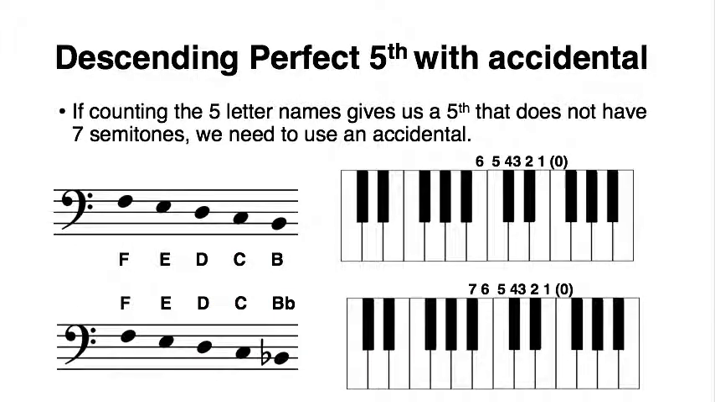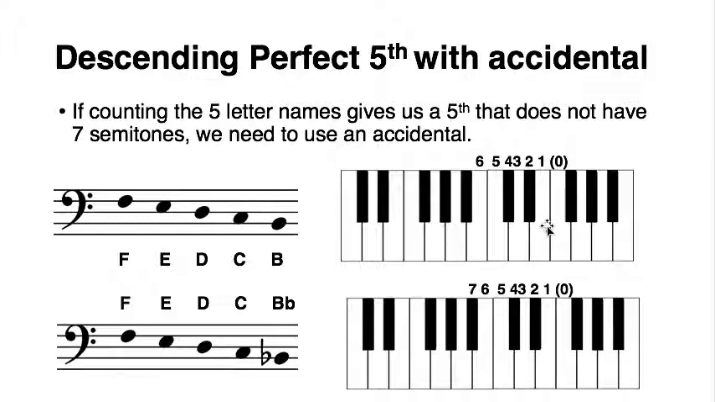Now let's think of a descending perfect fifth starting on F. I've changed once again the clef here, just so we can get more accustomed to reading in both clefs. There's no real reason why I did it. I could have transposed all of this up an octave, and I could have done it in treble clef, but it's good to get practice with both clefs. If I go a descending fifth from F, counting 5 letter names, I have F, E, D, C, B.